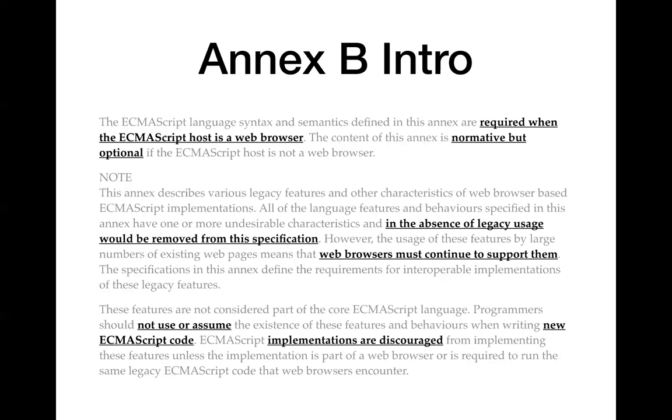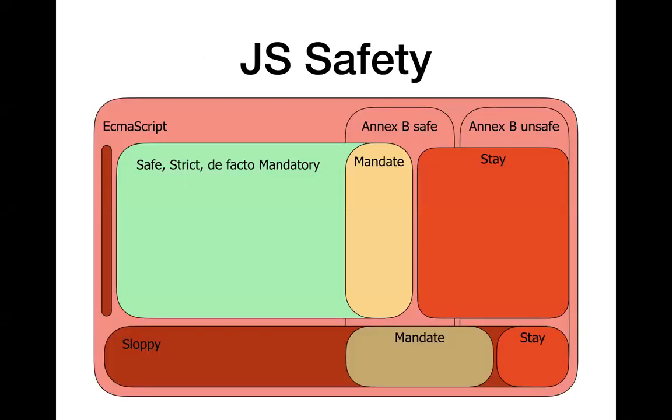Nobody was implementing the same engine to operate differently with regard to Annex-B, depending on whether it was run, for example, in Node versus being run in a browser. So a lot of this just didn't fit reality tremendously well.